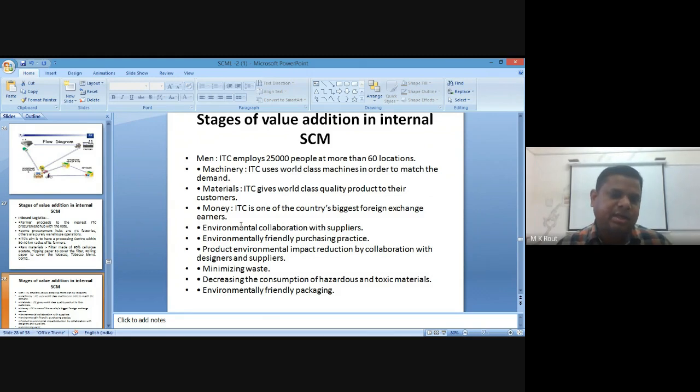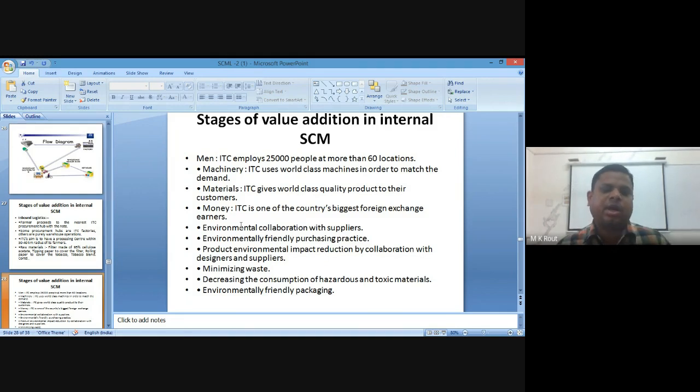The next part is environment collaboration with suppliers. That means whenever a farmer is attached with ITC, ITC will provide funds, whether a small amount or a huge amount, depending upon the liability of the farmers. The next is environment friendly purchase practice, because they basically use paper notes regarding purchase and procurement, or sale or buy, all the things are done in a paper way.